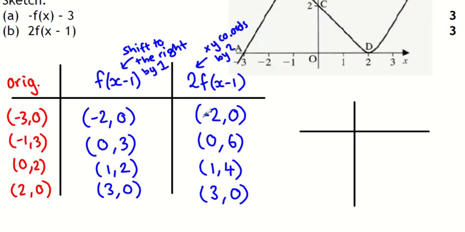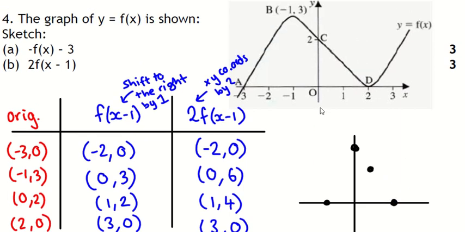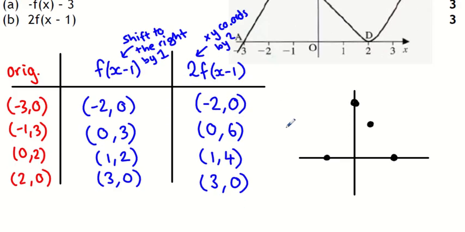So when you're plotting them, -2, 0. I'm just going to move this down. 0, 6, 1, 4, and 3, 0. Look at your original graph. All that's happened is we've moved it to the right and also made it taller. We've stretched it vertically. So it should look roughly the same shape. So connect all of your dots.